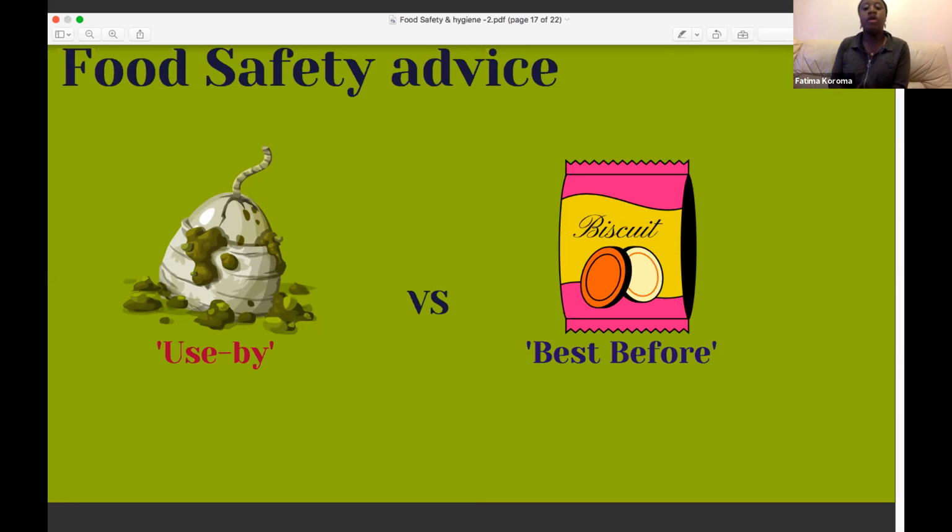When you eat it after the best before date, you won't get sick, because there is no chance of bacteria at all. So it will taste just as good, and it's still fine to eat.